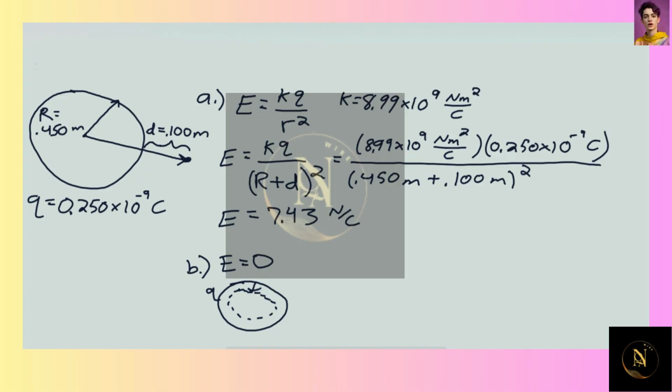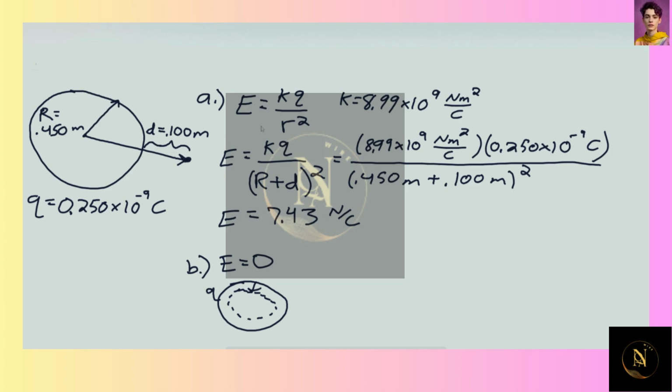All right, the first thing I've done is draw a model of the sphere. We're given that the radius of the sphere is 0.450 meters, which I've denoted with capital R. Then I'm looking at some distance, 0.100 meters, outside of the sphere, represented by d. The total charge is 0.250 nanocoulombs, which is the same as 0.250 times 10 to the negative 9 coulombs. I substituted in for nano so that I'm in standard SI units.